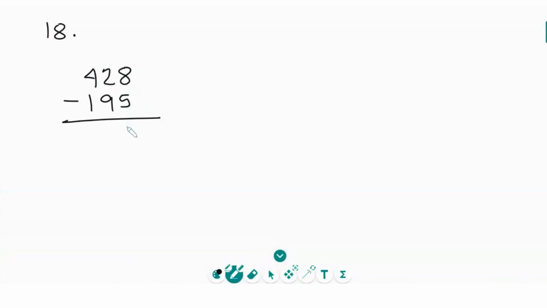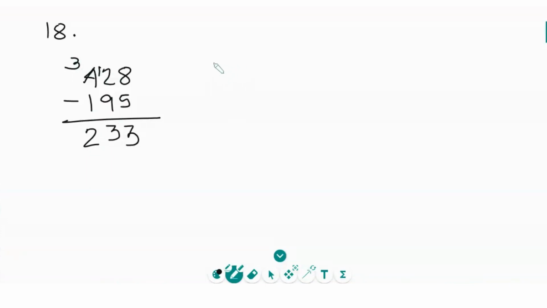Now more practice, let's move on to number 18. So in number 18, we have 428 minus 195. So 8 minus 5, that will become 3. And here we have 2, so we're gonna make it 12. And 4 becomes 3. So 12 minus 9, that will give us 3. So 2, 3, 4, 5, 6, 7, 8, 9. We have 3 left. Okay, so 4 will become 3. So 3 minus 1, that will give us 2.